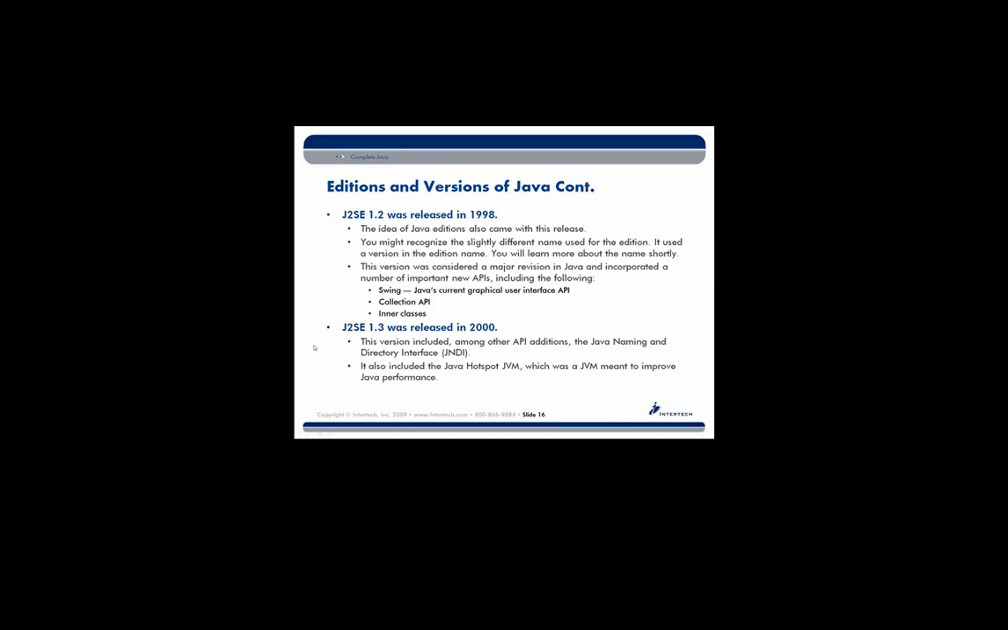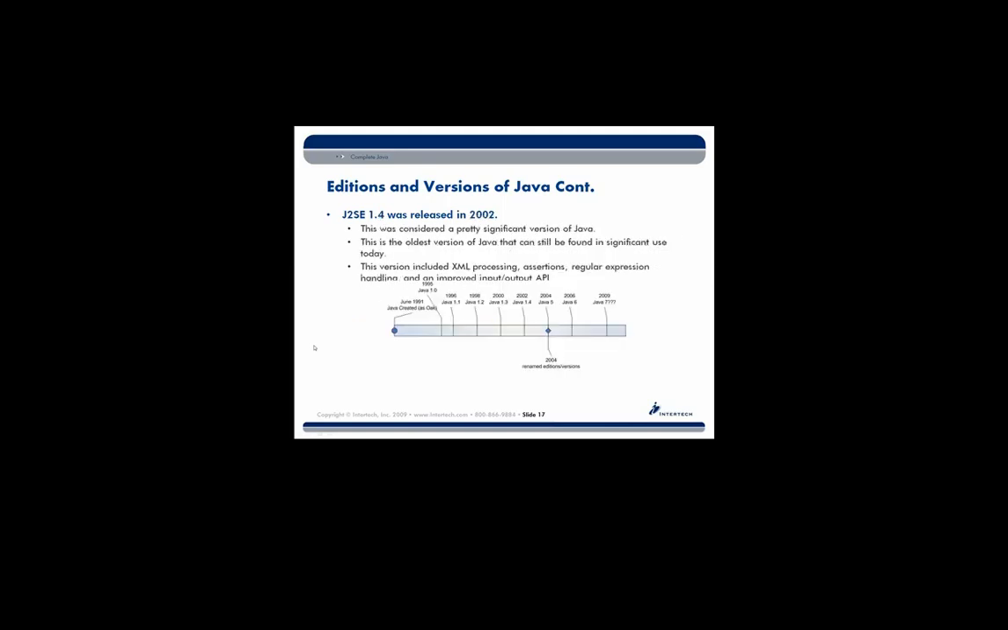In 2000, we had J2SE 1.3. This included other API additions such as JNDI, the Java Naming and Directory Interface. It also helped with performance and included the Java HotSpot JVM, which was specifically used to improve Java performance. 1.4 was also another significant revision of Java. In general, this is probably the oldest version of Java that you'll find in significant use today. This included XML processing, assertions, regular expression handling, and an improved input-output API.